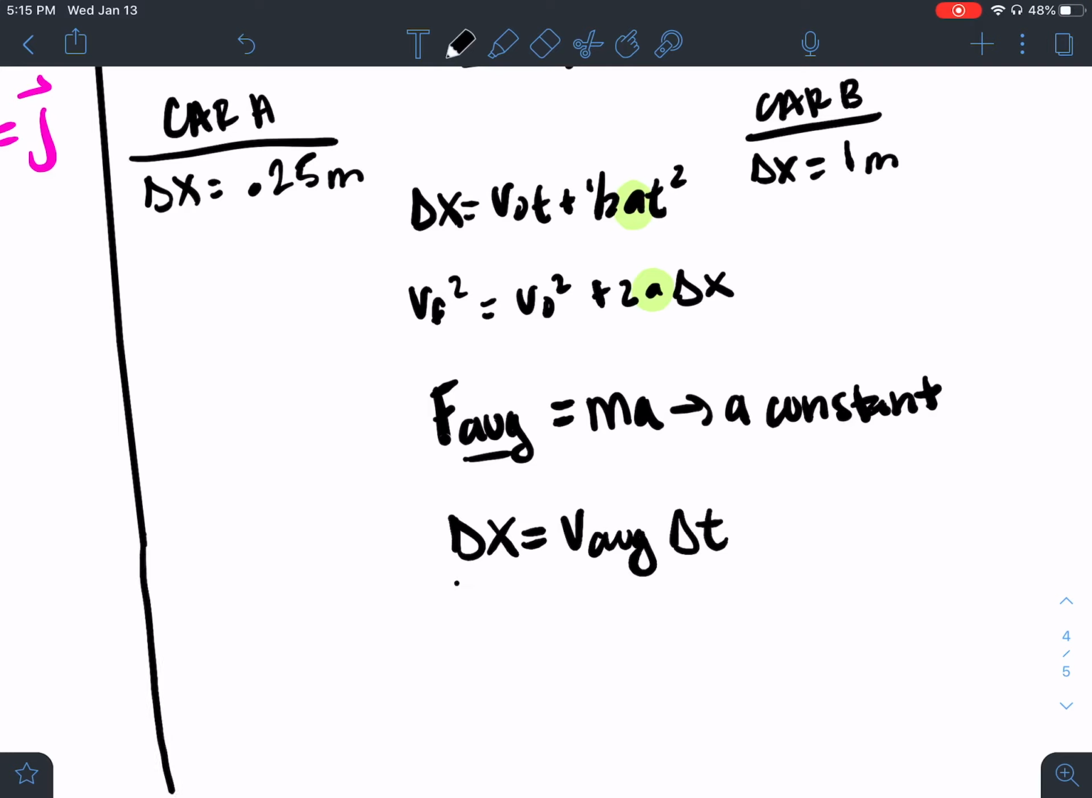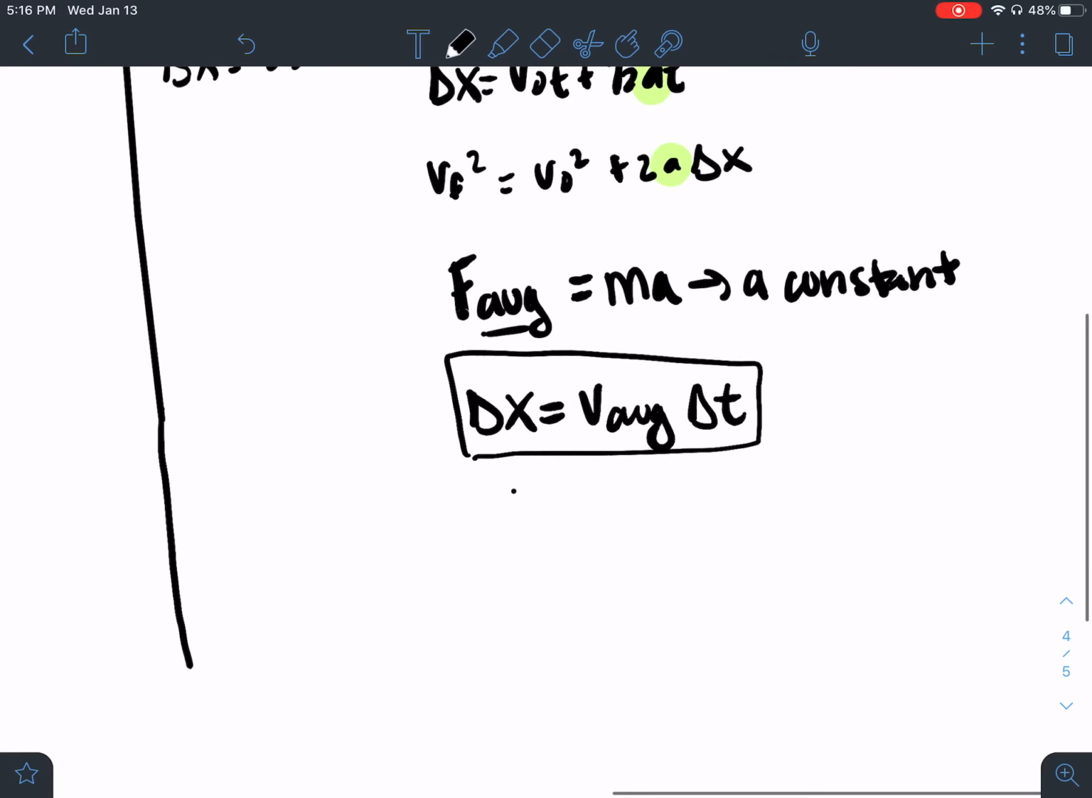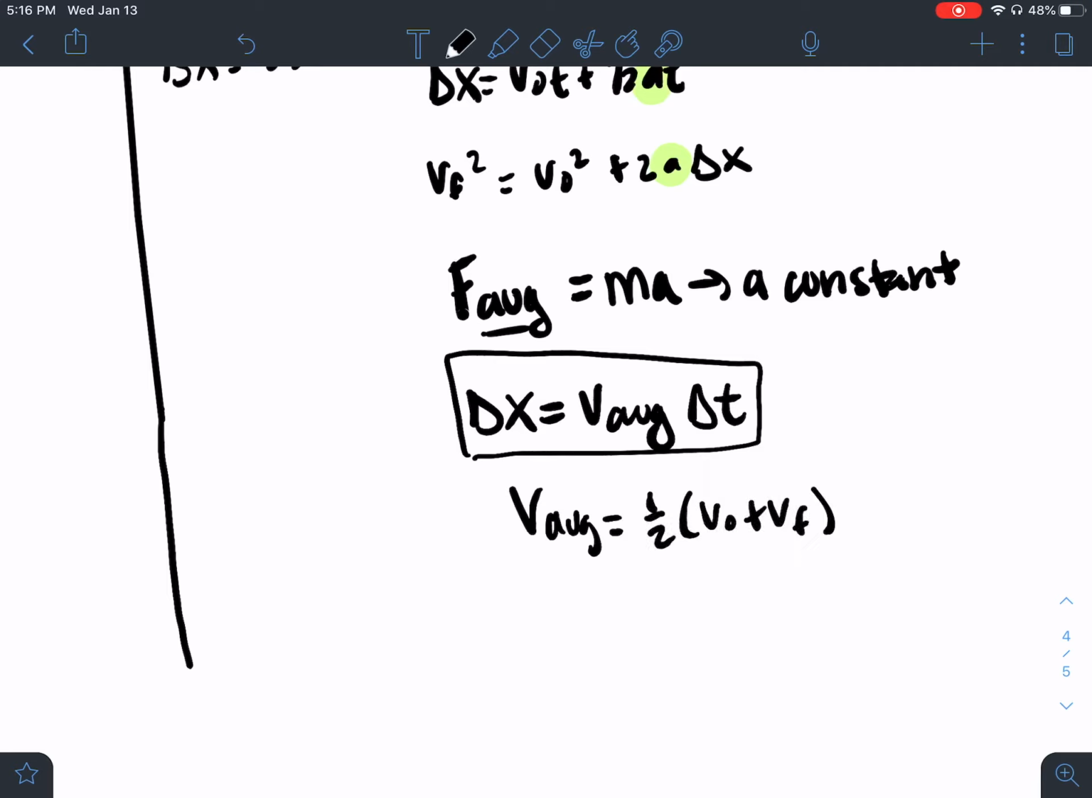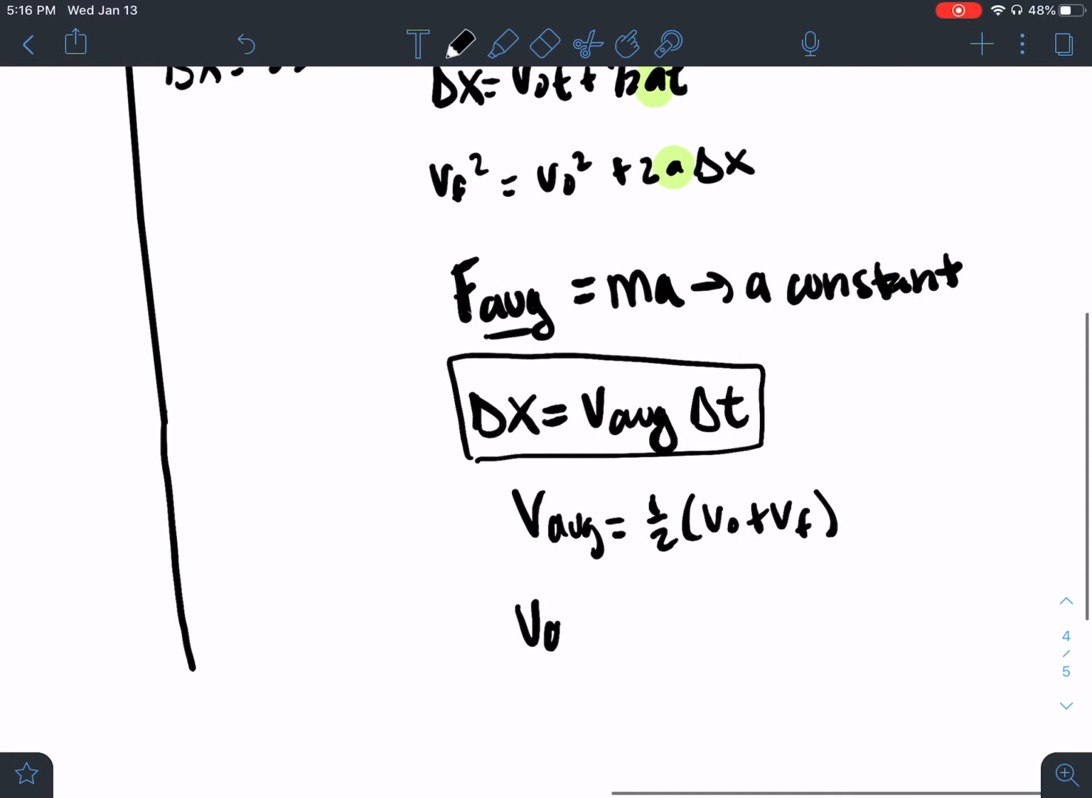Because we can use this new formula, we're ready to go, except for the fact that we've got to figure out what V average is. So here we're going to use the formula that V average is 1/2 times V initial plus V final. So that's how we're going to find our average velocity here. So V average is equal to 1/2 times 0 plus 29. I did this backwards, but addition order does not matter. So that gives me 14.5.